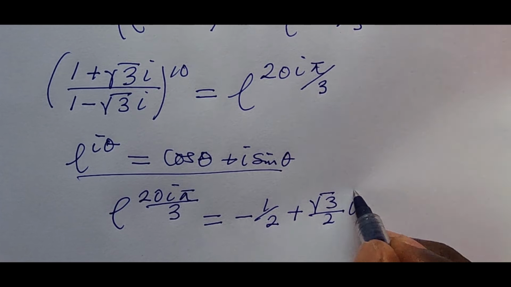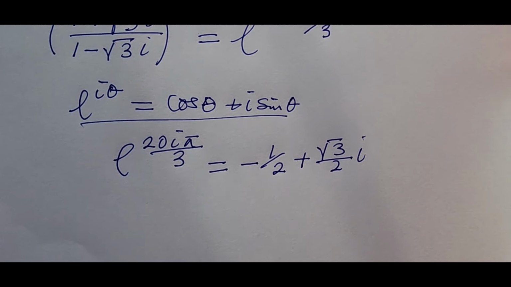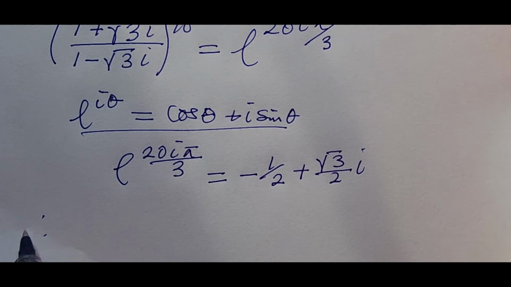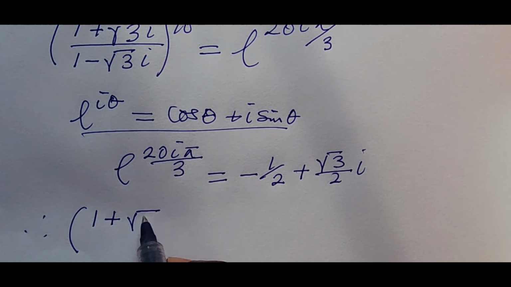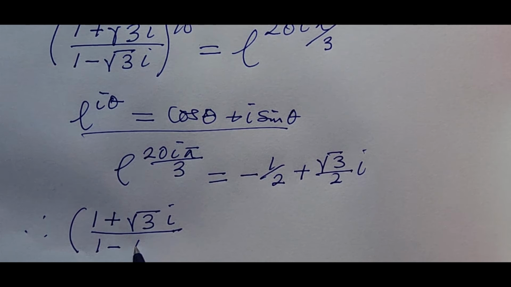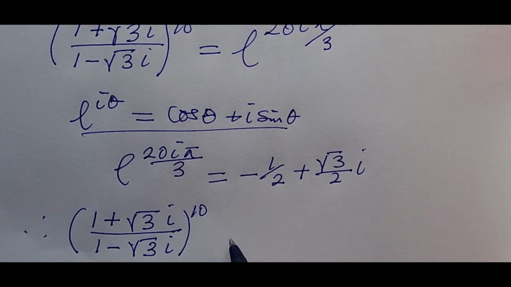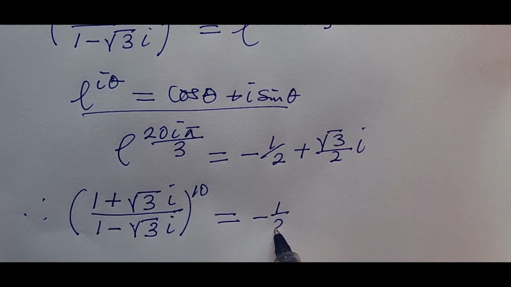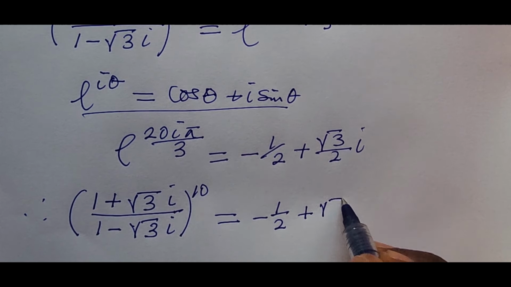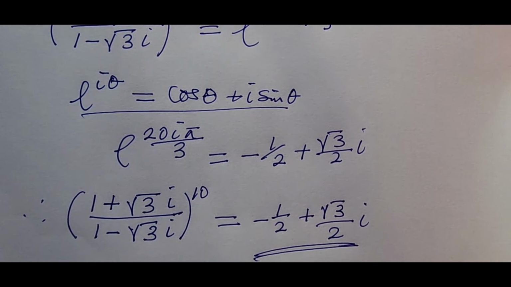So in other words, if we bring our original expression, we can say that therefore bracket open 1 plus the square root of 3 iota all over 1 minus the square root of 3 iota all raised to the power of 10 is equal to minus 1 all over 2 plus the square root of 3 all over 2 iota. So this is the simplification.